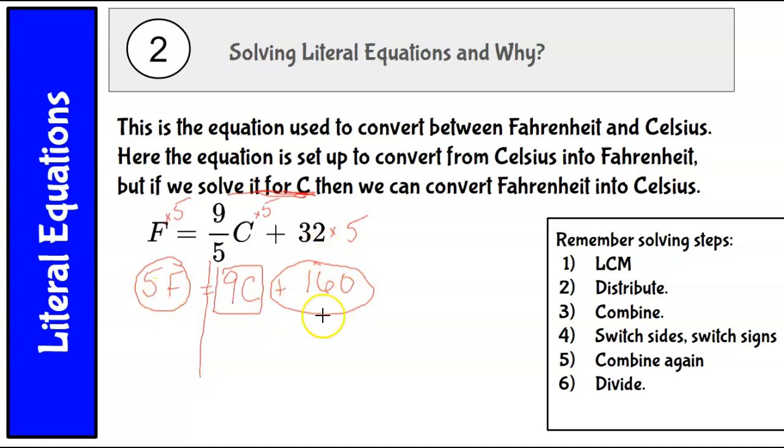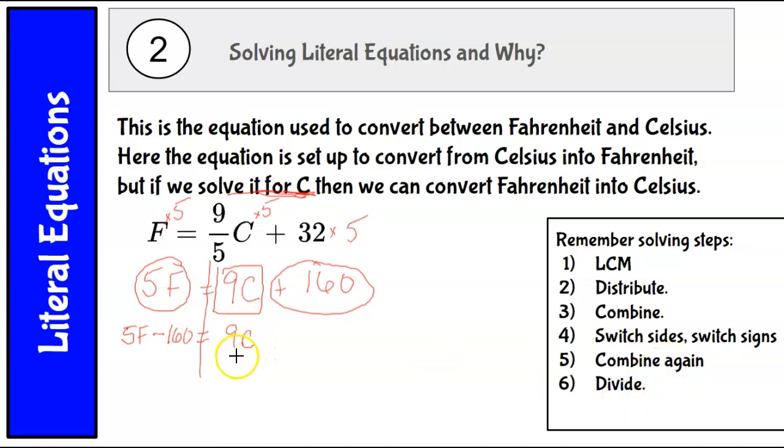So I need to move the 160 over with the 5F. The way that I do that, that's a plus, so I'm going to subtract it over here. And that way, now everything that's not C is on the same side, and everything that is C is on the same side of the equal sign. So we switch sides, combine again. This time we can't combine these two together because they're not like terms, so we don't really need that step.